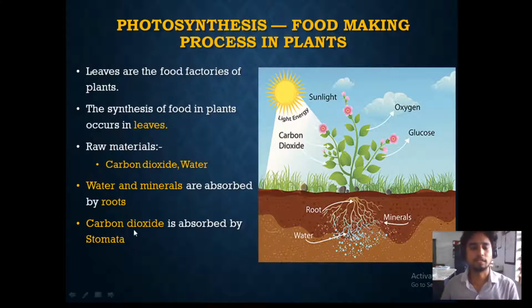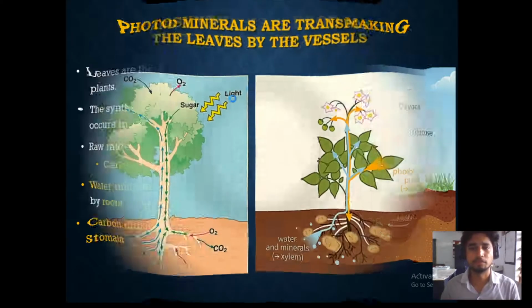The other raw material, carbon dioxide, is absorbed by the plant from the external atmosphere. We all know that we breathe in oxygen and breathe out carbon dioxide, and the carbon dioxide that we breathe out is taken up by the plants and they utilize that carbon dioxide for making their food. Let us see how they can make the food with this.